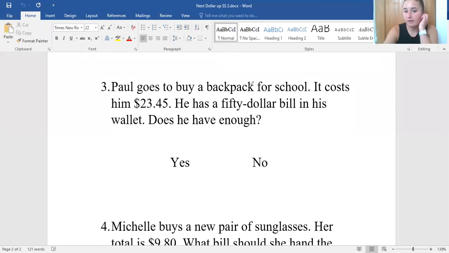Paul goes to buy a backpack for school. It costs him $23.45. He has a $50 bill in his wallet. Does he have enough? So yes, this is a problem that you can solve using a number line.